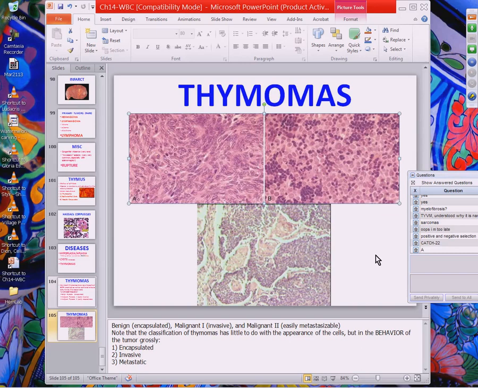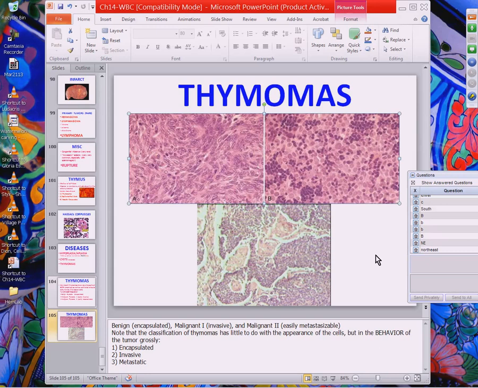Which is the one that looks like it might be necrosis? The lower one. And which is the one that clearly looks the most lymphoepithelial, in that it has both lymphoid clusters as well as a lot of epithelial clusters? Yeah, that's B. So you got the general idea.